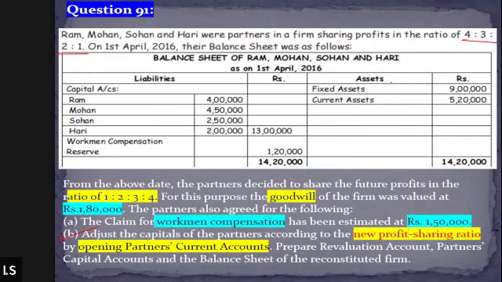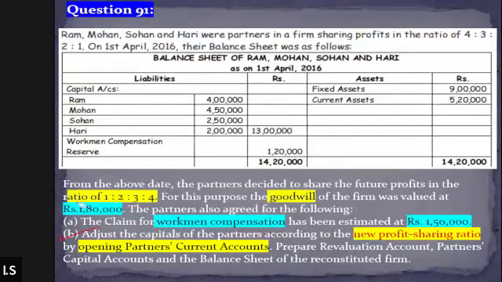Is there anything that needs to be adjusted or written off? I don't think there is any item on the asset side that is required to be written off. And on the liability side, we have the capital balances of the partners Ram, Mohan, Sohan, and Hari. Tell me, where do we record the capital balances of the partners? In which account? Revaluation account, balance sheet, or the partner's capital account?